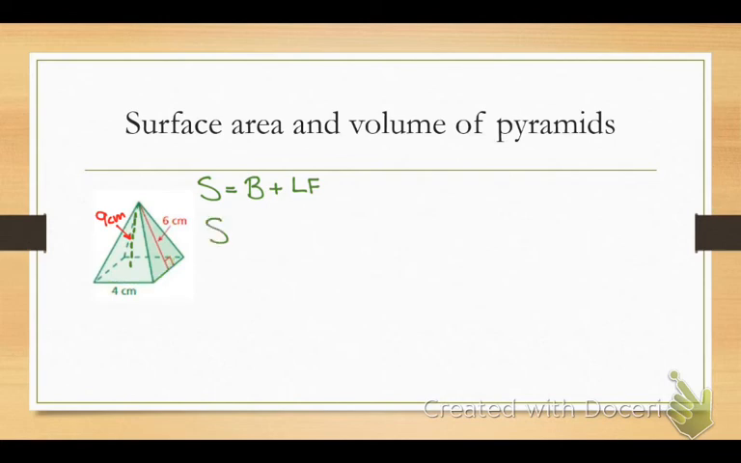All right, so surface area equals 4 times 4 plus my lateral faces. So I have to use the dimensions here, which I know this base is 4. So plus 1/2 times my base times my height of my lateral face. So I get surface area equals 16 plus 24 plus 12. But my answer is not 28.